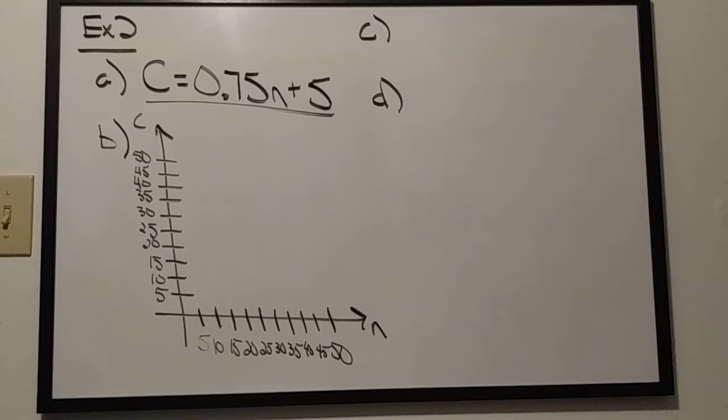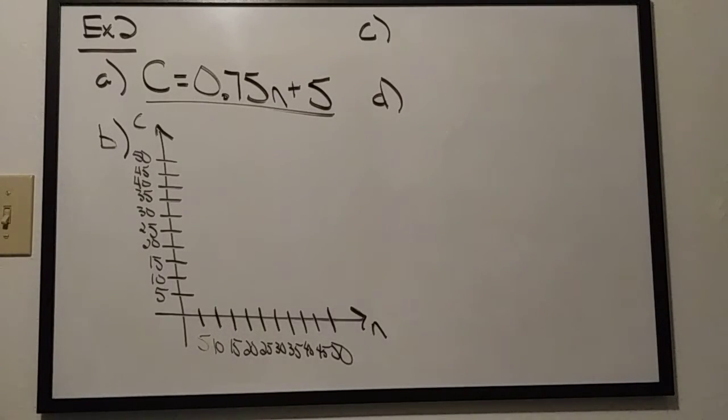In part B, the author has asked us to graph this. But he didn't ask us to graph it in any old way. He said he wants us to graph this up to and including 50 miles traveled. So let's keep that in mind as we draw this graph.